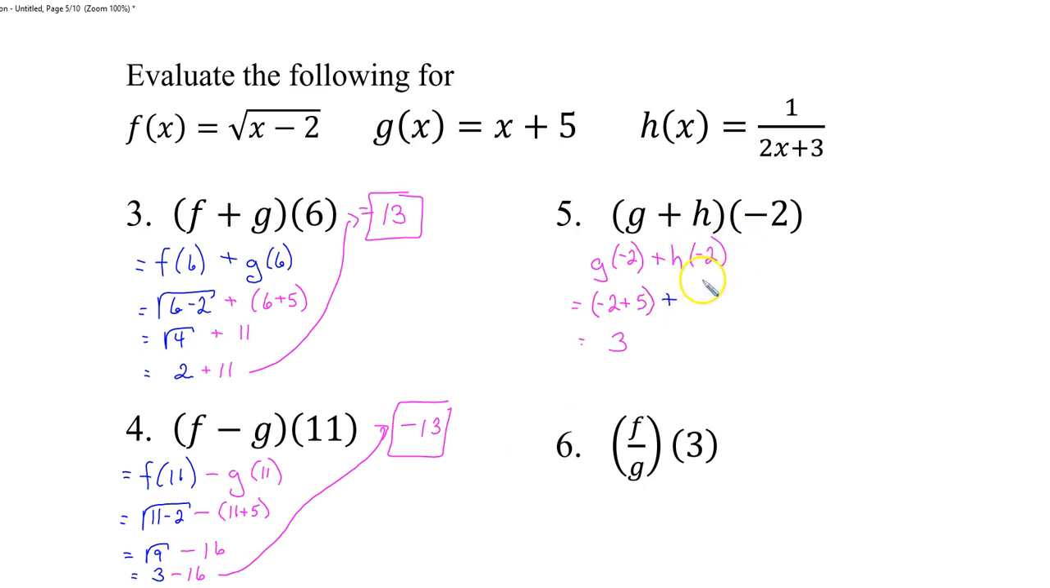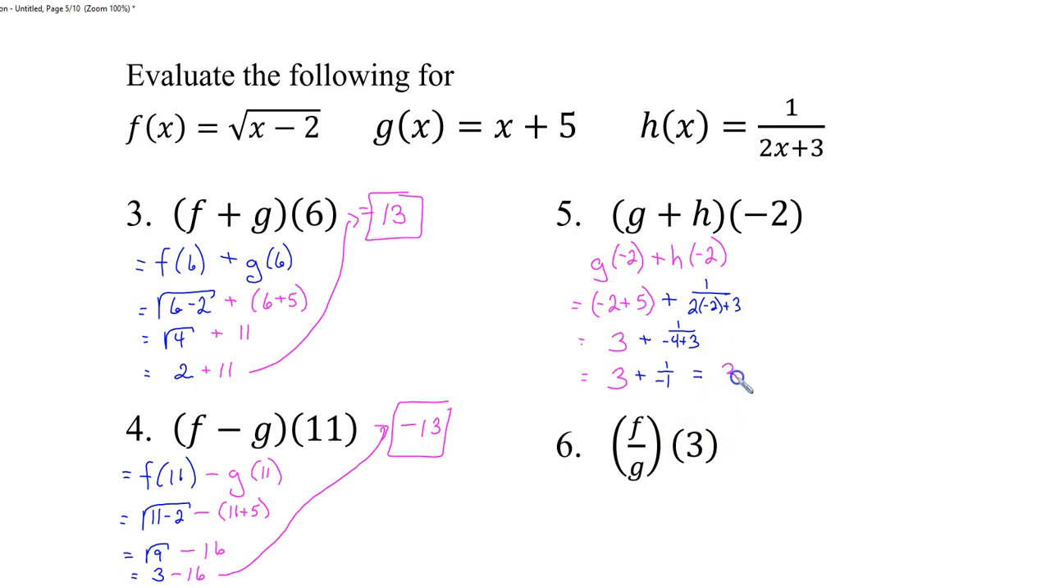Now I've changed colors there. Plus h of negative 2, I'm going to plug negative 2 in here for x. So I'm going to have 1 over 2 times negative 2 plus 3. This is possibly going to give me a fraction, but it's okay. So we're going to simplify this just a little bit. So I have 1 over negative 4 plus 3. I'm going to keep these separate for you. So this is 3, my g of negative 2. And then plus, negative 4 plus 3 is actually going to be negative 1. So that's not going to be quite as bad as we originally thought it might be.